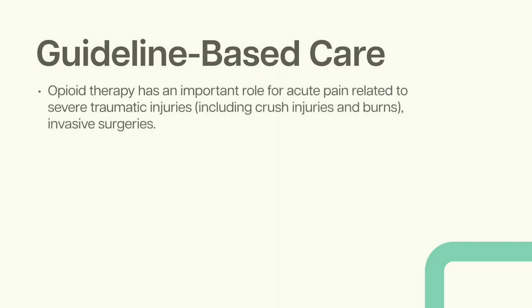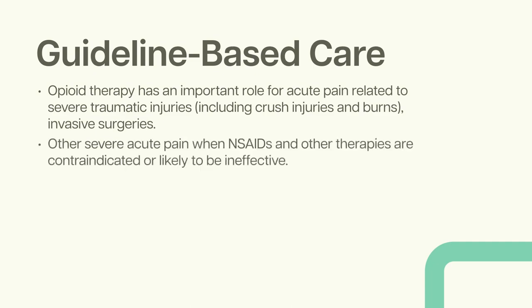There are instances where opioid pain medications are indicated immediately. Opioid therapy has an important role for acute pain related to severe traumatic injuries, including crush injuries, burns, long bone fractures. It plays an important role in invasive surgeries and other severe acute pain where NSAID and other therapies are contraindicated or likely to be ineffective.